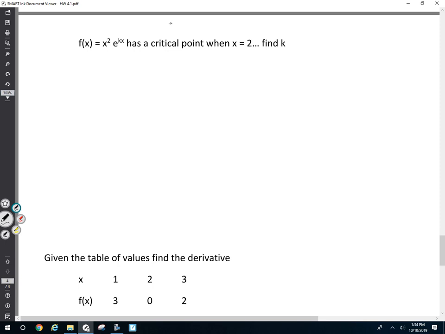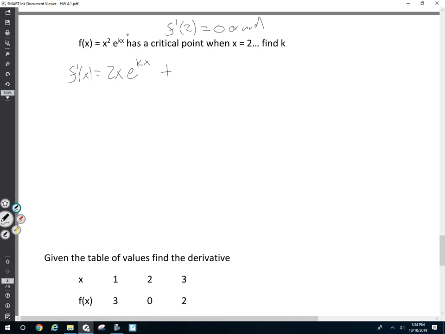Critical point when x is 2. So if I take the derivative and plug in 2, I better get 0 or something that's undefined. That's what it means to be a critical point. This is what I need to do. I need to take the derivative. Got to use the product rule.